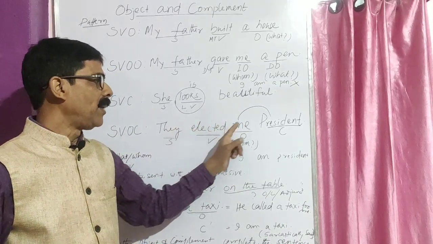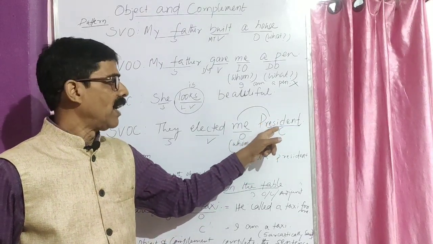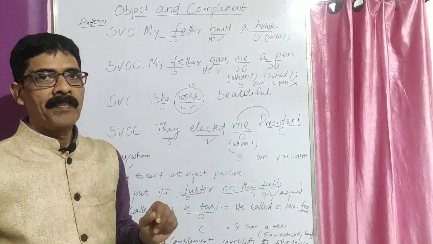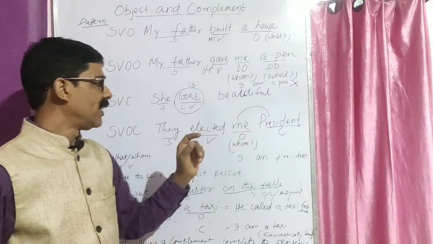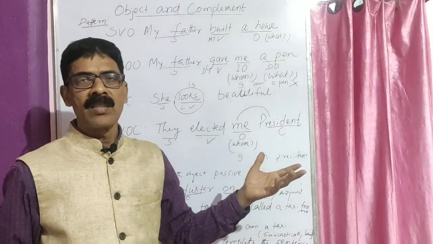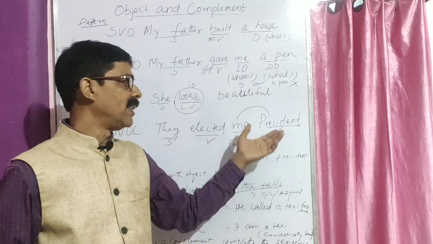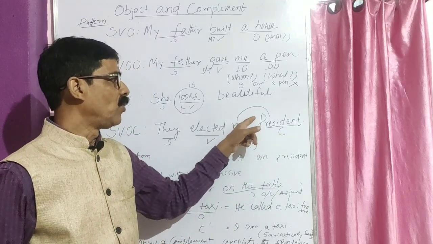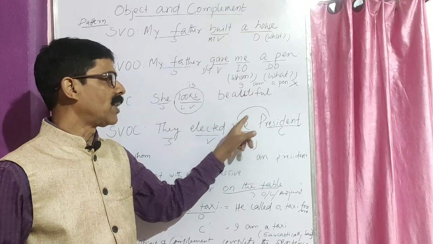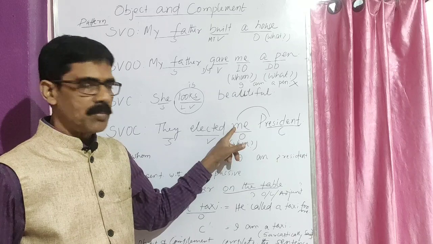Now they elected me president, but is this president an object or complement? To know that, if you ask what, they elected me what, president, so it may put somebody into confusion that this may be an object. But you see, you just put a be verb after this object, make this object a subject.